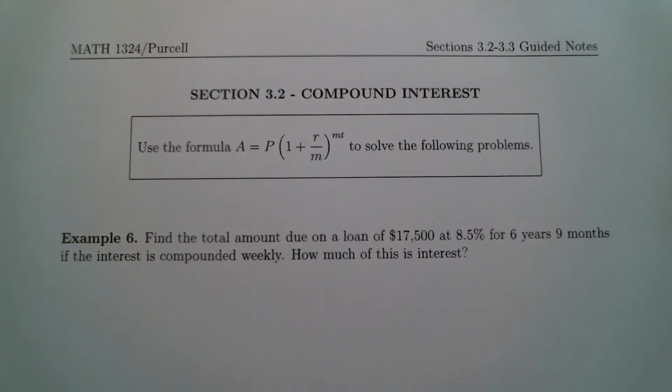In examples 6 through 11, we are going to revisit the 6 situations in example 5 that we said should be worked with the compound interest formula. Okay, so I have the same 6 situations listed in these examples. This is at the top of page 6, starting on page 6 of the section 3.2, 3.3 notes. This is where we're going to start.